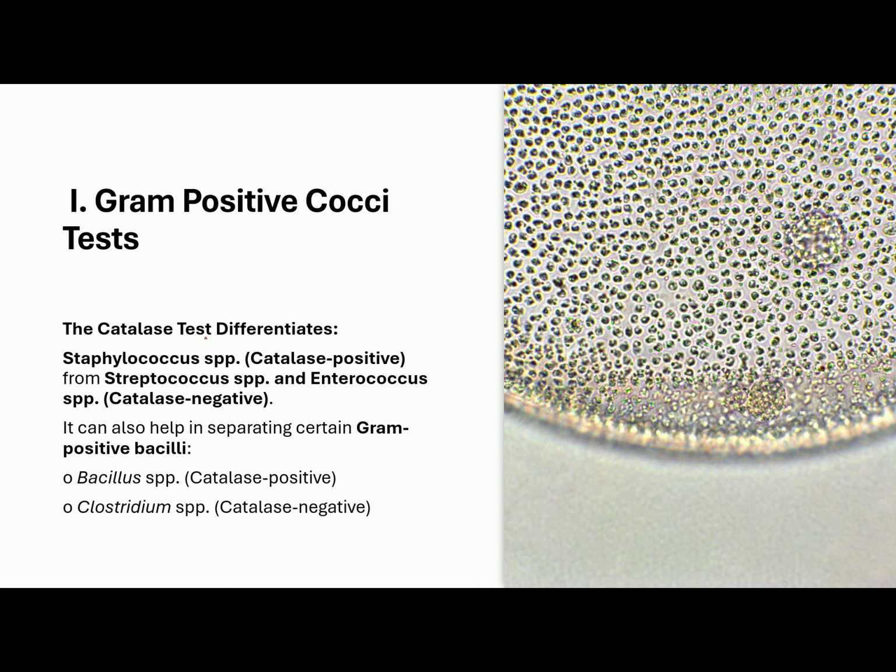So it is used to differentiate Staphylococcus, which is your catalase-positive gram-positive cocci, from the Streptococcus species and Enterococcus species, catalase negative. It can also help in separating gram-positive bacilli from other bacilli, like Bacillus species, class, which is catalase positive, while another group of gram-positive bacilli, Clostridium, is considered catalase negative. So I want you to remember, class, to differentiate Staph species from Streptococcus, it's always catalase.